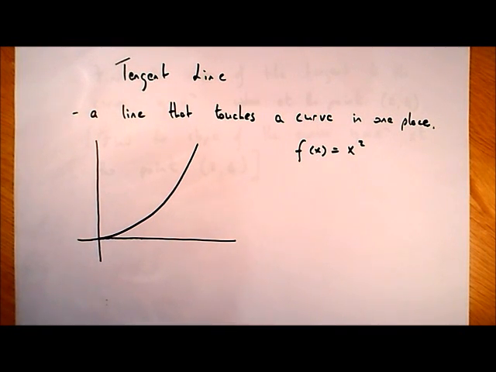I want to have a look at the idea of a tangent line, because you're going to hear a lot more about a tangent line in the videos that follow. So a tangent line is just a line that touches a curve in one place. That's a very simple definition, but that's really what it is.